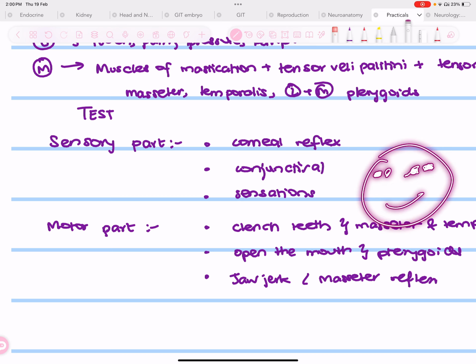So yeah, you'll touch here and then here, and then you'll touch here and here, and then here and here, and after every touch you have to ask the patient, do you feel something, and they'll tell you yes or no. If they feel something, that's well and good, because they can feel the touch sensation. So for touch sensation, you're using the cotton wisp.